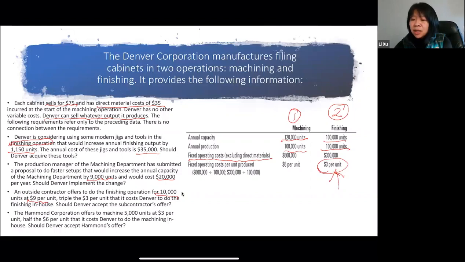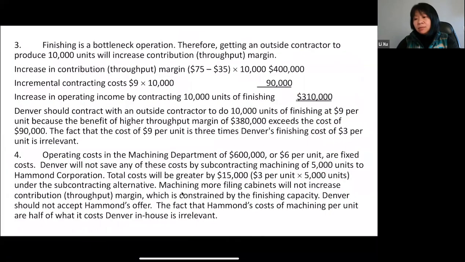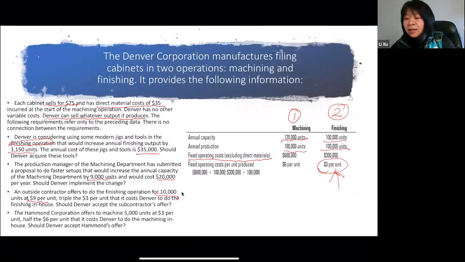So they needed an outsider to produce more for the finishing department. But the machining department has excess capacity. So when they decide whether to outsource or make it themselves, they really have to think about whether this is going to save money or not, okay? If you just look at it on paper, it seems like it's going to save money, because the outside company only takes $3 to manufacture, but for the machining department it seems like you have $6 per unit. Is this really a good deal or not?